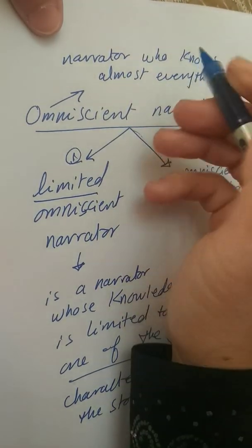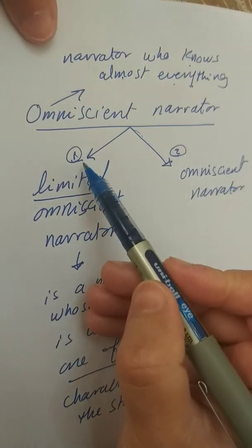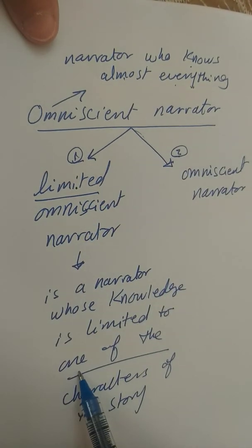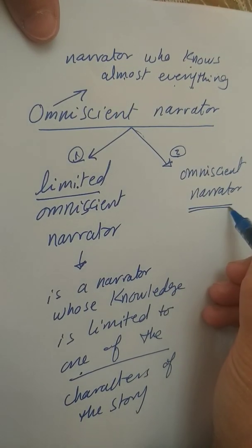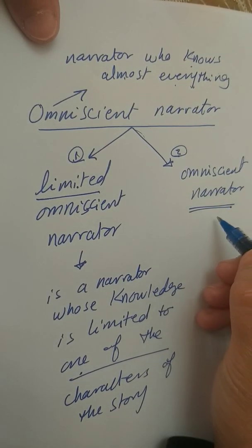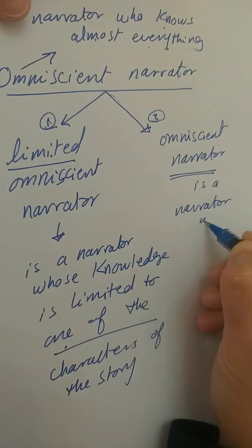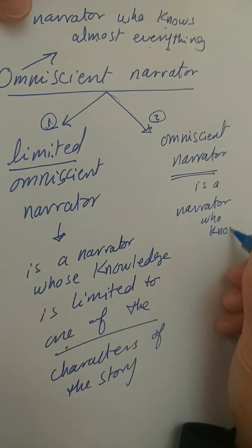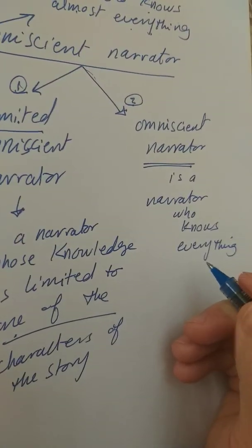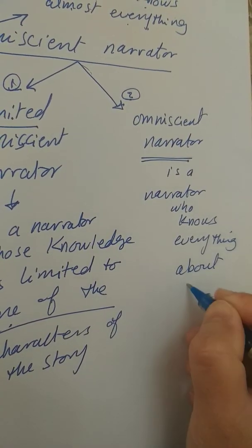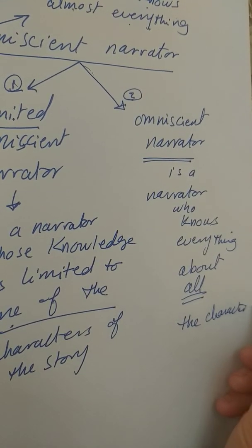Right? That's why we call him omniscient. لكن he knows almost everything either about one of the characters or he knows everything about all characters. Now here, the omniscient narrator is a narrator who knows everything. Okay, he knows everything about all the characters. Do you get the point?